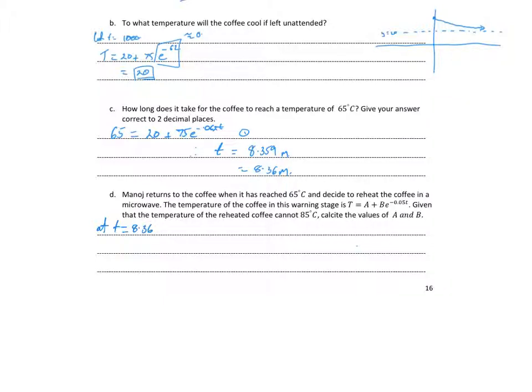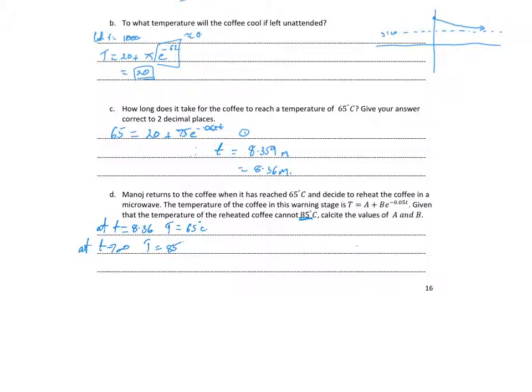Okay, so now Manoj comes back at t equal to 8.36 to reheat his coffee. So at t equal to 8.36, the temperature of our coffee is, what is it? It's 65 degrees centigrade. And also, our coffee approaches 85 degrees centigrade. So as t approaches a big number, capital T is equal to 85.